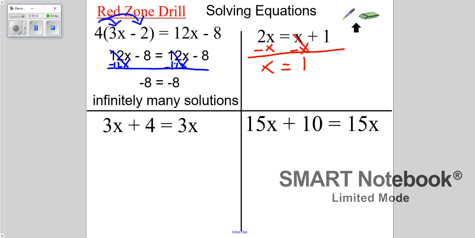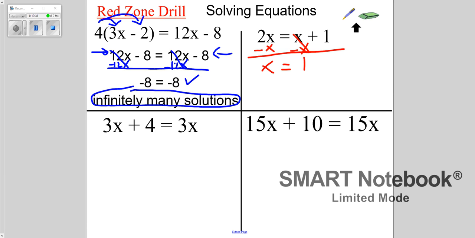Okay, the answers to the first 2 questions are up. You can see in the first one I did the distributive property, and when I did, you can already see right here at this step, both sides are 12x minus 8. So I could have stopped there and just stated that there were infinitely many solutions. I took it one step further. I subtracted 12x from both sides, and then I see that negative 8 equals negative 8, which is, no matter what, always going to be true.